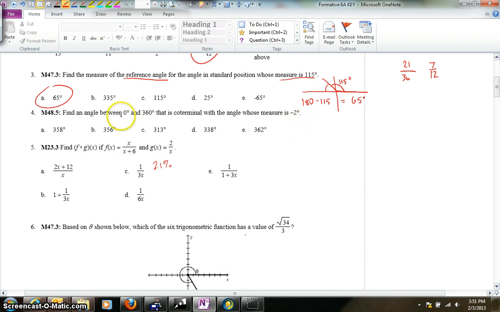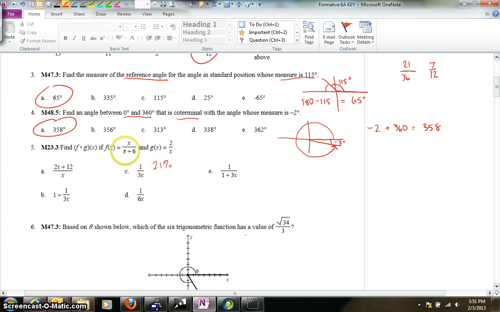For an angle between 0 and 360 that's coterminal, here is -2 degrees right here. If we had gone all the way around instead, that would be 358 degrees. Another way you could have done it is taken -2 and added 360 degrees. That's where we get 358.